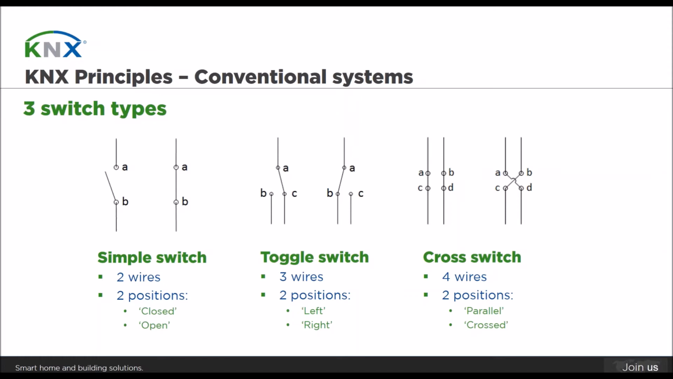For toggle switches, we see 3 connections, meaning 3 wires, and they obviously also have 2 positions. We rather call them here left or right. For the cross switch, there are 4 wires required in order to set it up, 4 connections. We call the positions here parallel and crossed.